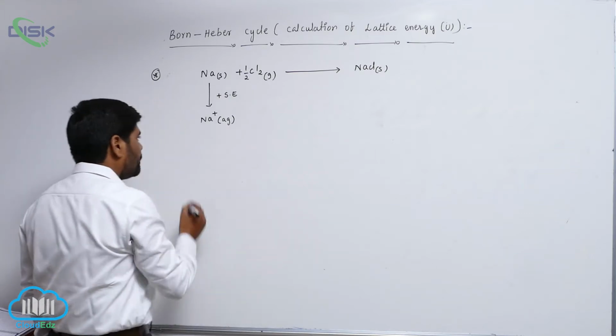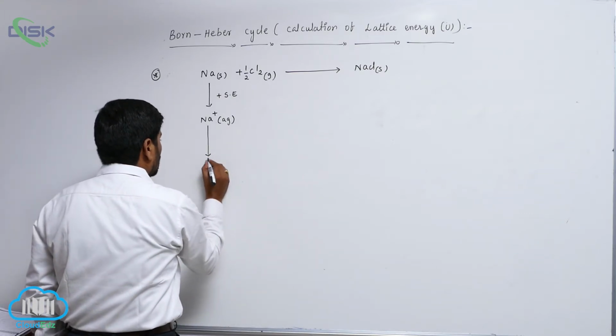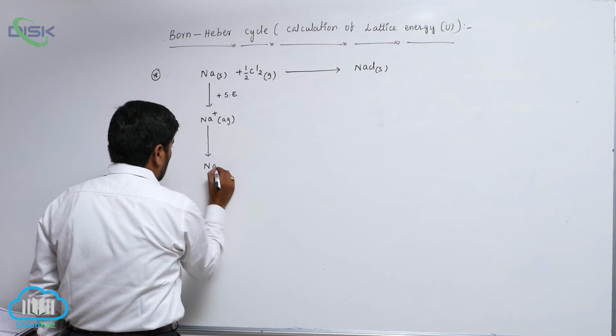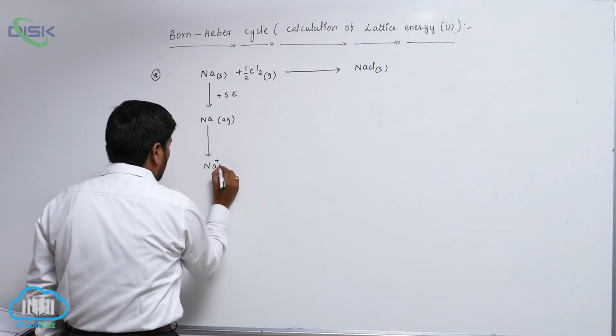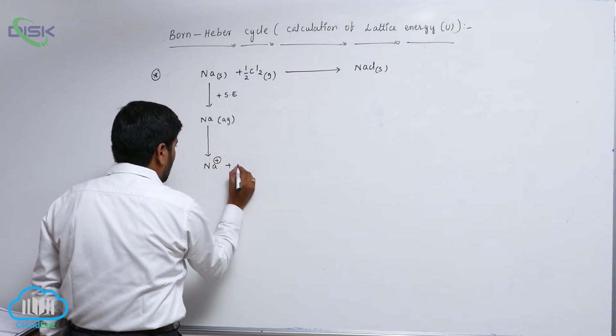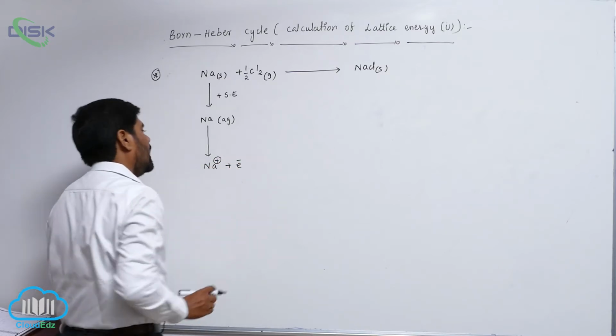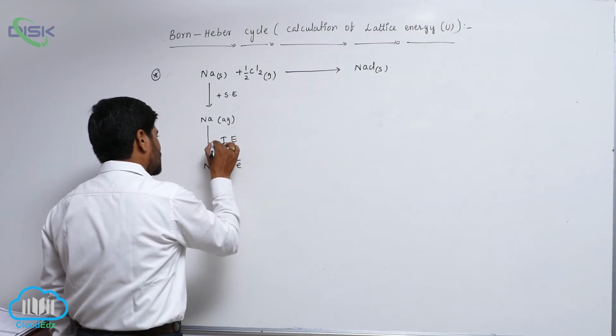This is the sublimation energy. Then it converts into Na plus by liberating one electron. This is known as ionization energy.